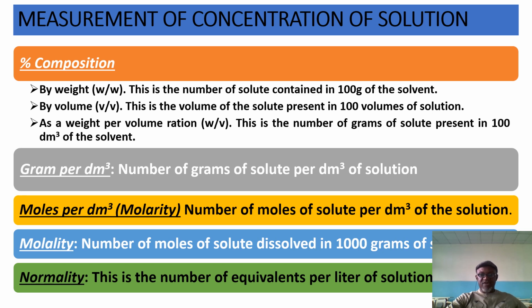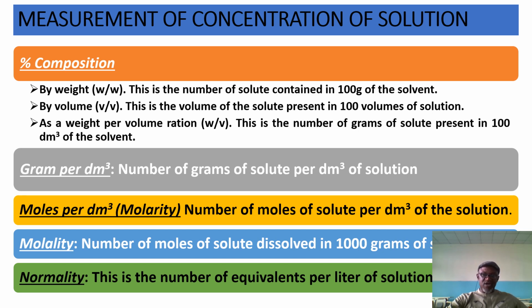And molarity is defined as the number of moles of solute per dm cube of solution. Remember, we will still meet the number of moles. The number of moles, which we denote as small n, is equal to the weight of the substance in grams divided by the molar mass of that substance in gram per mole. So that gives us the number of moles.